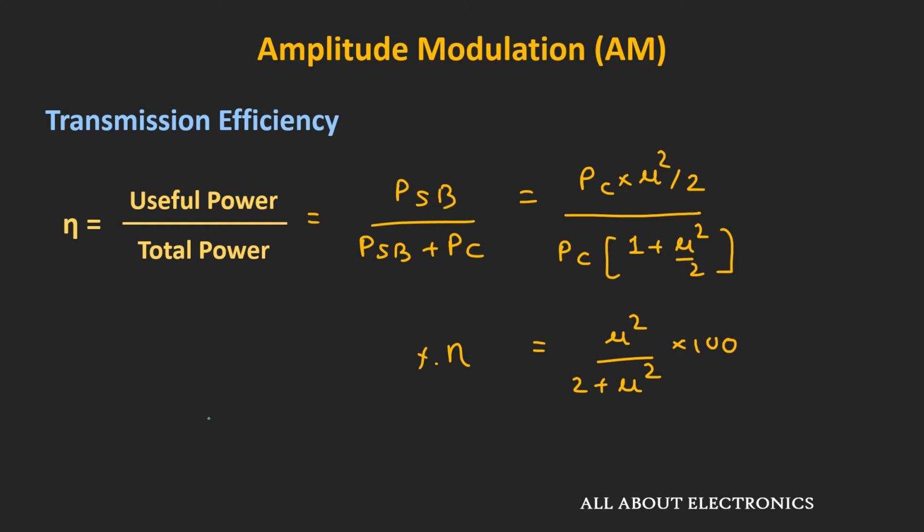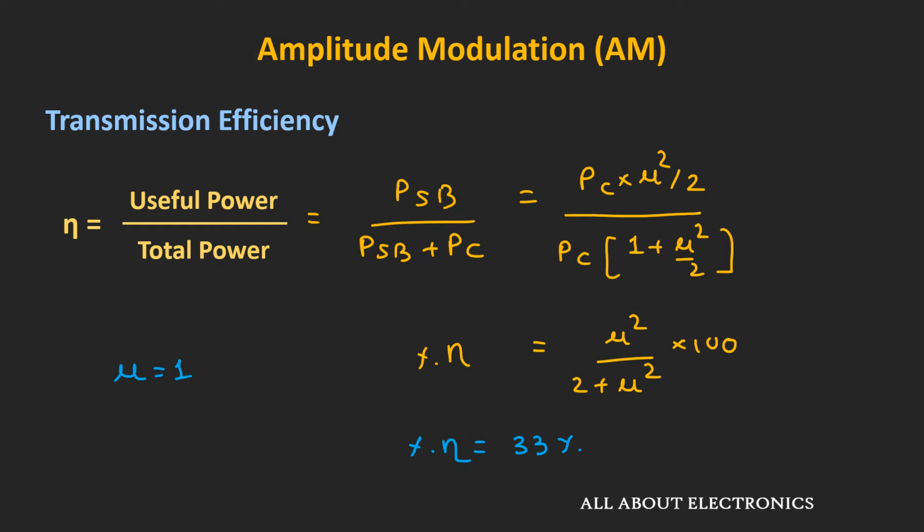Now if we take the best case, that means when this mu is equal to 1, or the modulation index is equal to 1, then the percentage efficiency will be equal to 33%. So that is the best possible efficiency in case of the AM modulation. Now if this modulation index is less than 1, then the efficiency will further reduce. So as you can see, from the total transmitted power, only a fraction of power is the useful power. That means this modulation scheme is not efficient in terms of the transmitted power.